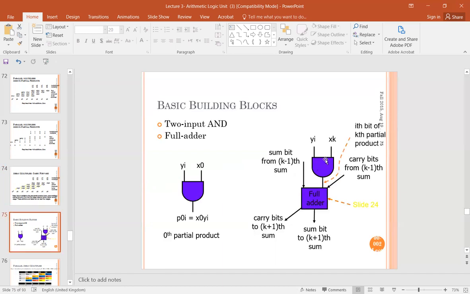So with these AND gates, the output of every AND gate will go to a full adder, and there is the sum bit from the previous stage. From the previous sum, you can bring it to this adder here, and this sum bit goes to the next stage. And there is a carry bit, because this sum bit has to be summed with the other bits after that. The carry bits also we need to take care of. This is the basic design.